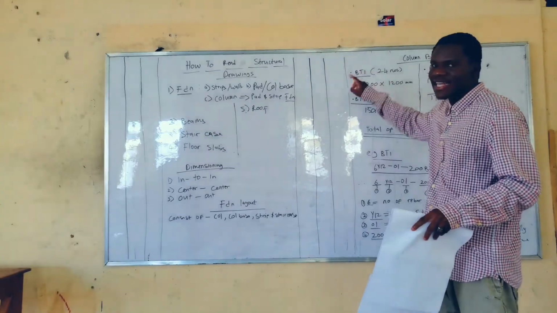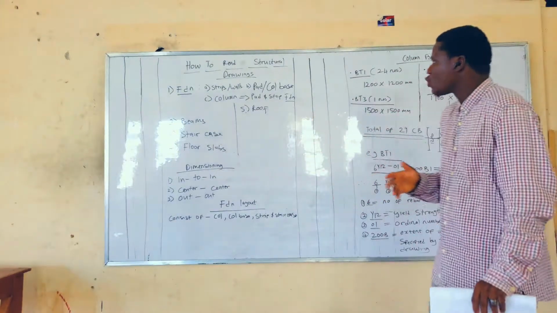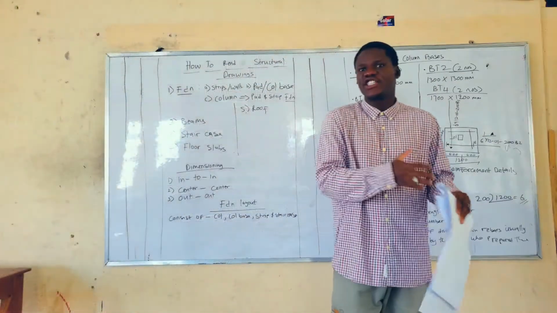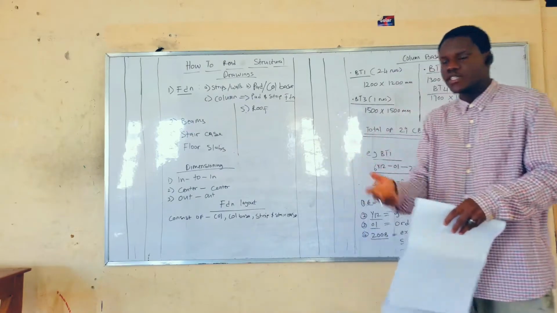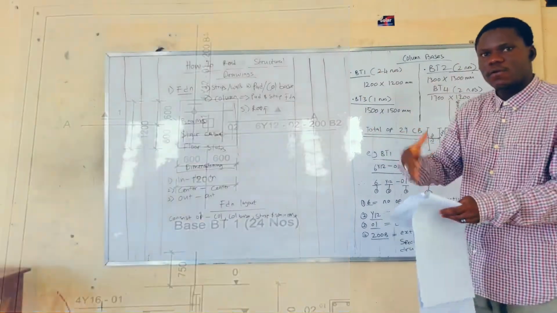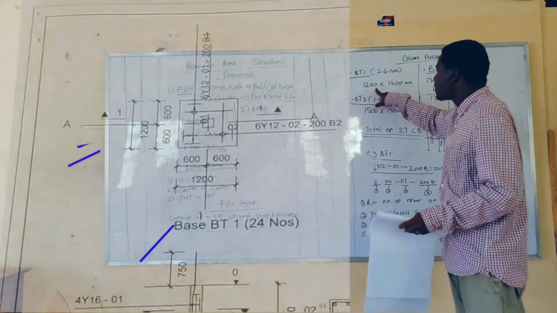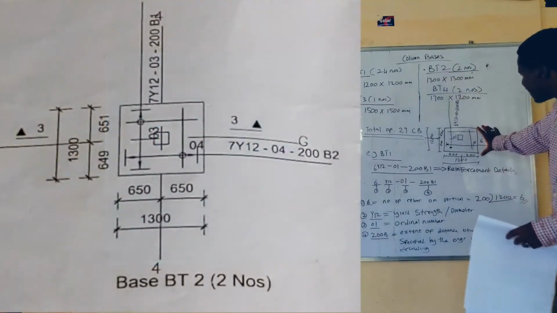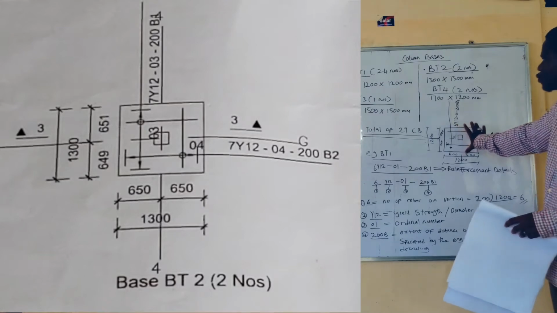This BT1 stands for base type, column base, and it is separated into types because there are different sizes of the column bases. And once the sizes of the column bases change, it means the specifications of the materials that will be used to construct it will change. So base type 1, there are 24 numbers, like 24 column bases, and the size is 1200 millimeter by 1200 millimeter. Base type 2, this is like a diagram of base. This is base type 1.